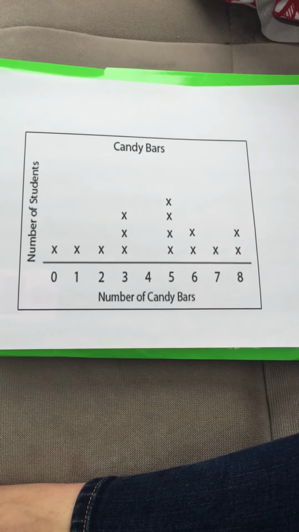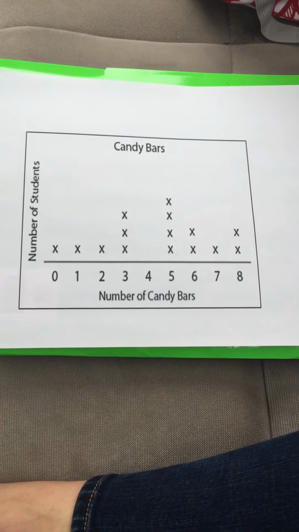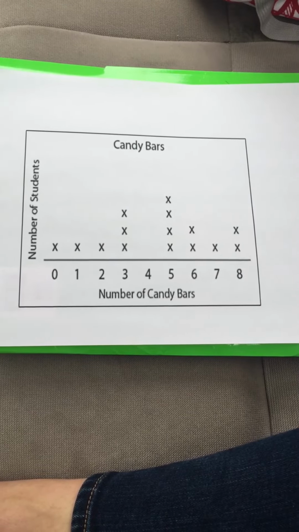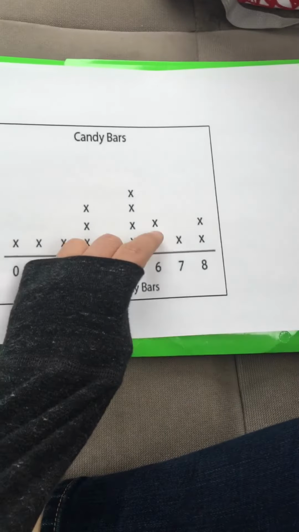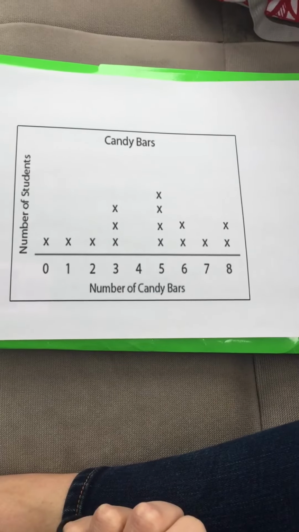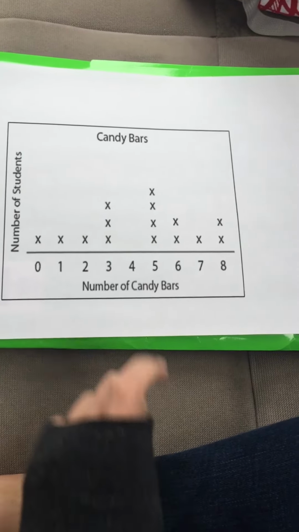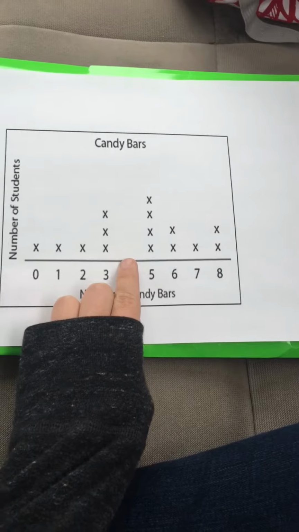We can also ask, how many students sold 6 candy bars? And we count them and we see that there are 2. How many students sold 4 candy bars? And we see that there's no X, so it's 0.